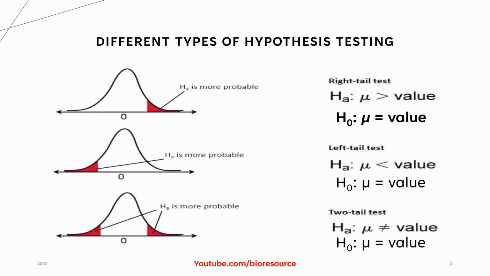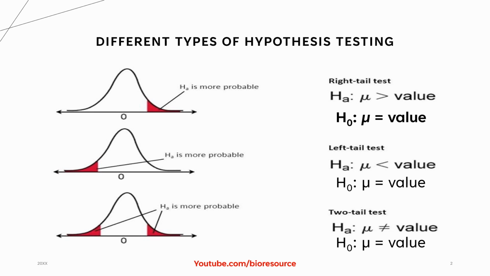Similarly, you have a null hypothesis where your mean is equal to some value, and the alternate hypothesis says the mean is less than that particular value. As mentioned for the right tail test, suppose your null hypothesis says your mean is equal to 50, and the alternate hypothesis says the mean is less than 50. So whenever there is a less than symbol, we should use a left tail test.